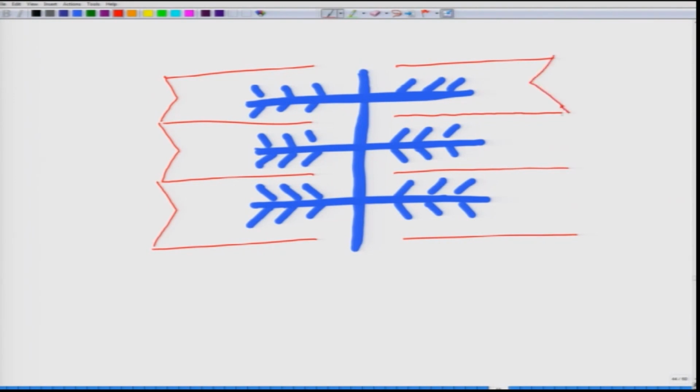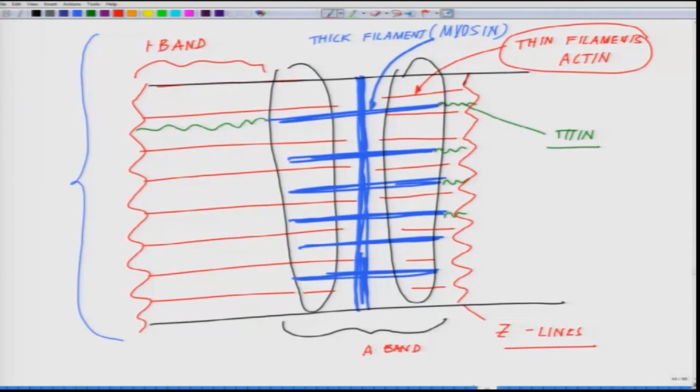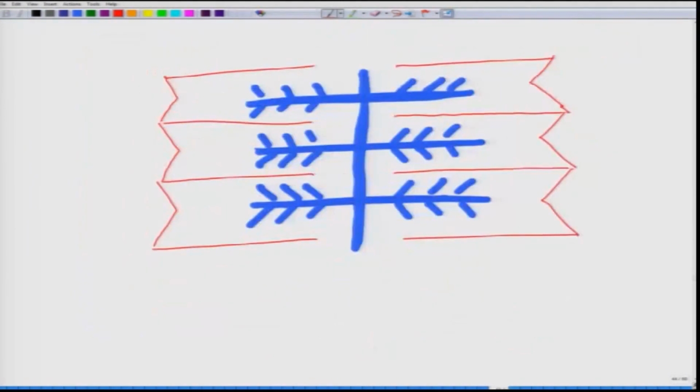You remember in the previous slide I talked to you about the Z lines, just a recap. So, these are the Z lines. Now, these thin filaments and thick filaments are attached to even much thinner, spring-like structures, which are called the titin molecules.